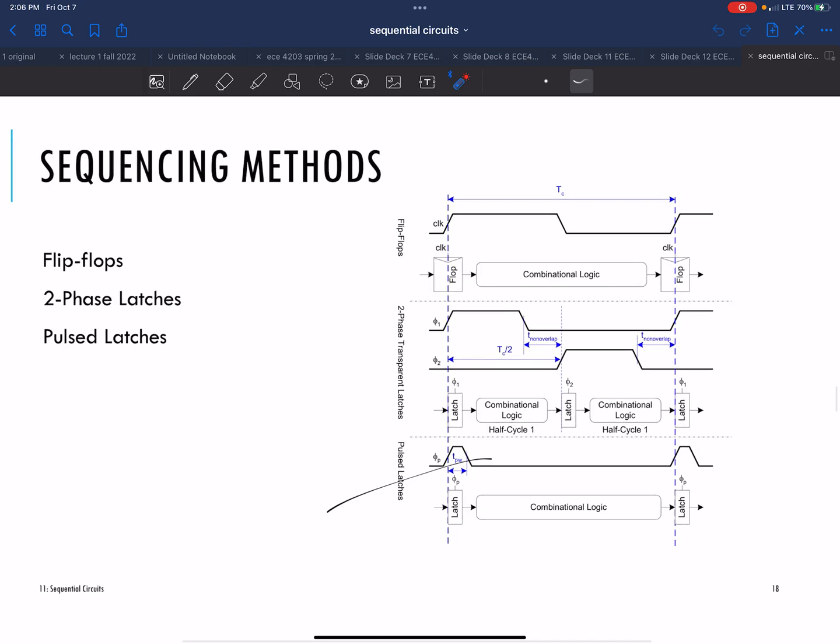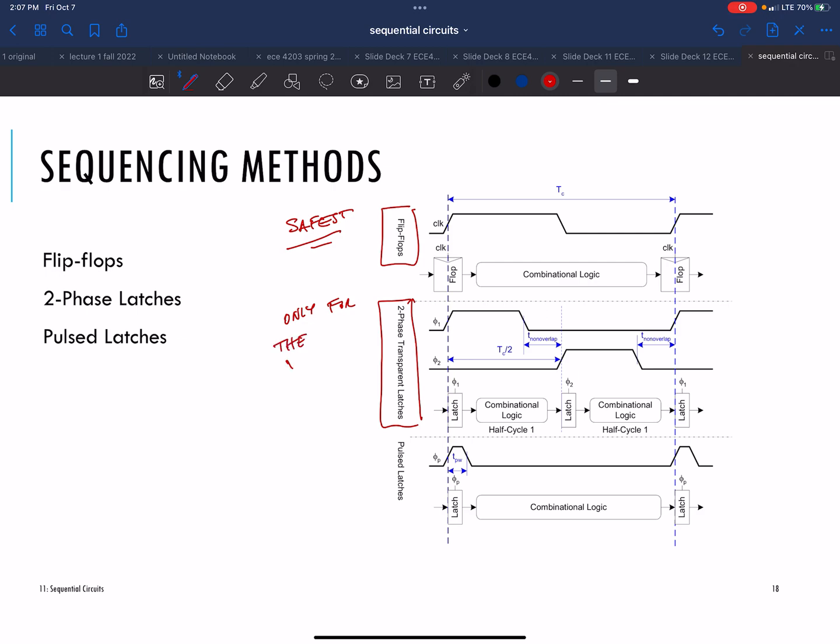So back to this, we have flip-flops and latches. This is a flip-flop, and this is the safest approach. Latches are only for the very experienced. And these pulse latches, I'm not even going to bother going through. I've never seen a pulse latch in real life. It's just in books, as far as I've seen. I'm sure maybe it's used for something.